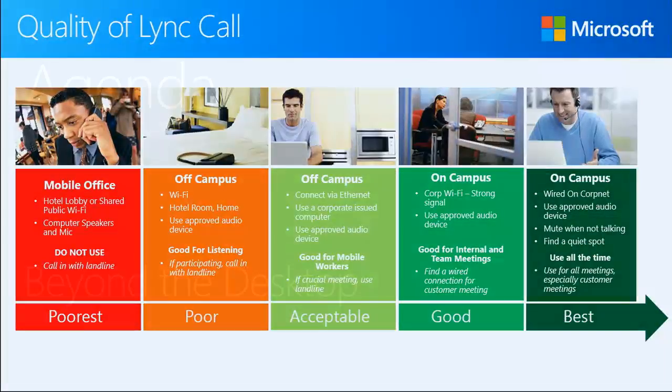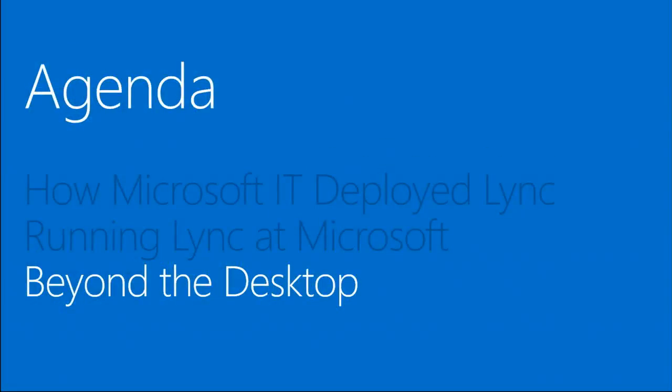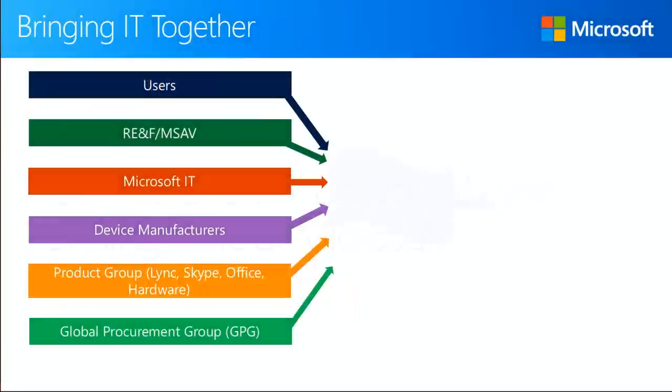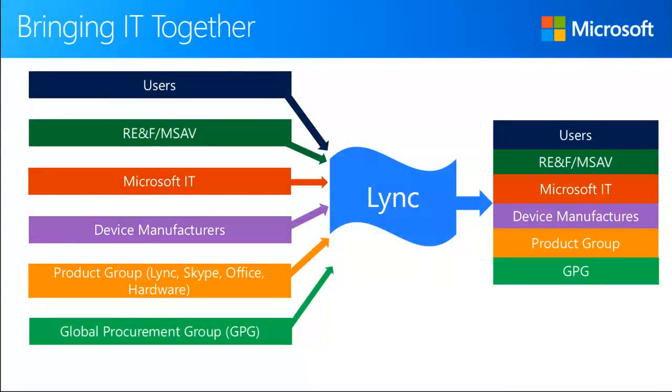So let's talk a little bit about beyond the desktop. The first thing I want to talk to you about is circle of influence. Your circle of influence right now is everybody that you engage with, friends, family, coworkers, right? But in the business world of Lync, you really have to look at what Lync does to bring people together. So in our environment, it brings our users together. It brings our facilities, that's RENF and MSAV, real estate facilities and Microsoft Audiovisual.